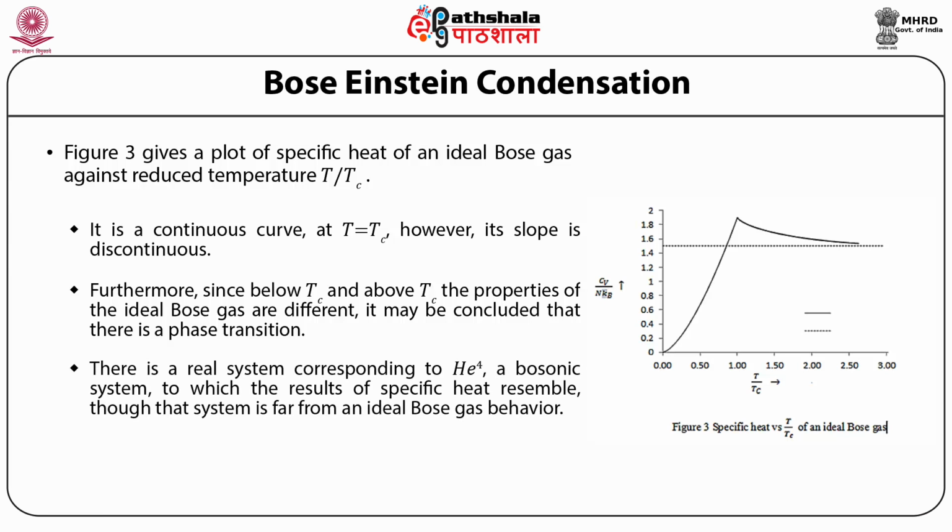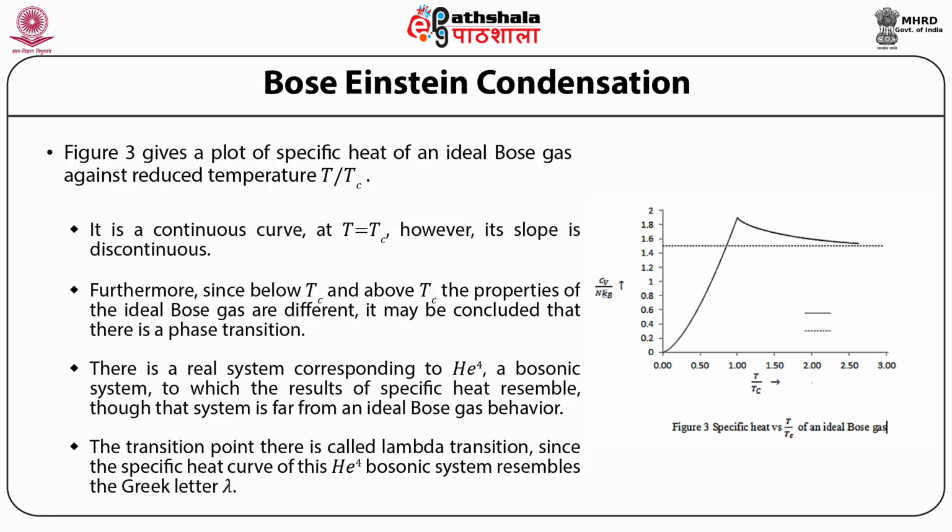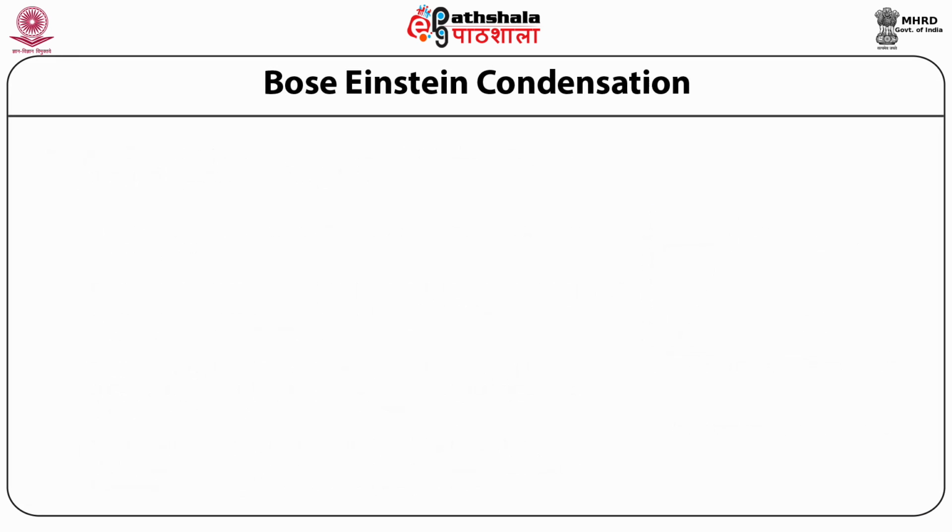There is a real system corresponding to helium-4, a bosonic system to which the results of specific heat resemble, though that system is far from an ideal Bose gas behavior. The transition point there is called the Lambda Transition, since the specific heat curve of this helium-4 bosonic system resembles the Greek letter lambda. Now let's look at the pressure.